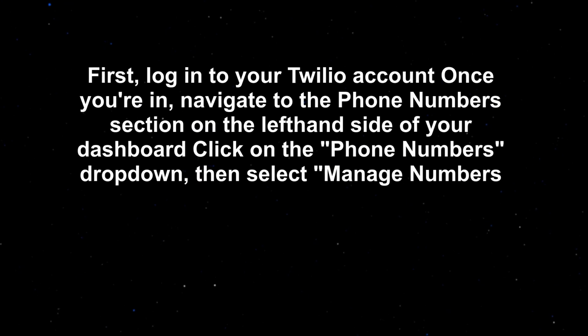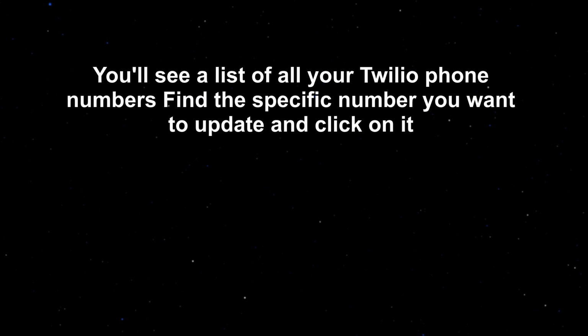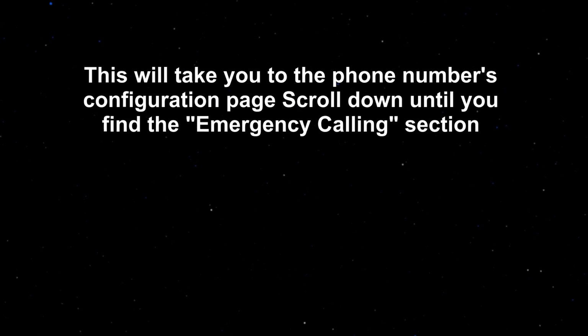Once you're in, navigate to the phone number section. On the left-hand side of your dashboard, click on the phone numbers drop-down. Then select Manage Numbers. You'll see a list of all your Twilio phone numbers. Find the specific number you want to update and click on it. This will take you to the phone numbers configuration page.